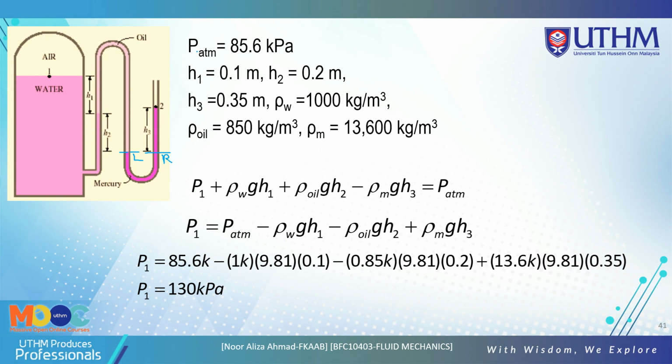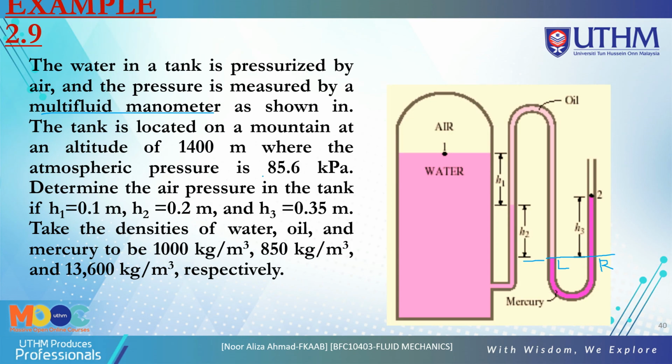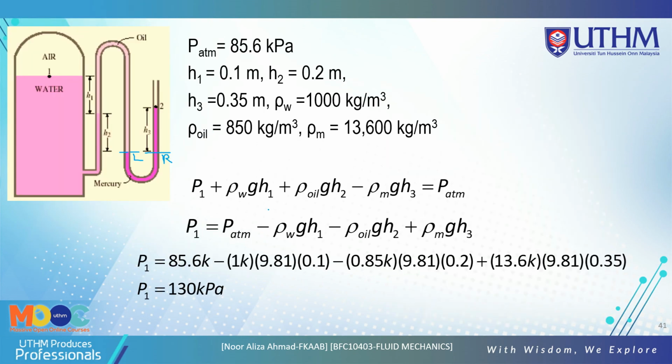So we get P atmosphere is this one, and H1 is 0.1, H2 is 0.2, and H3 is 0.35 meter, and density of water is 1000. Density of oil is given here, and density of mercury is given here. All the parameters in this test are given, so you just put the given data here.